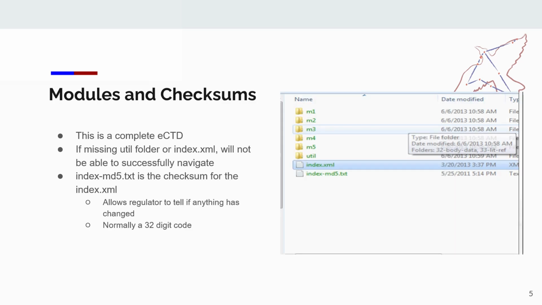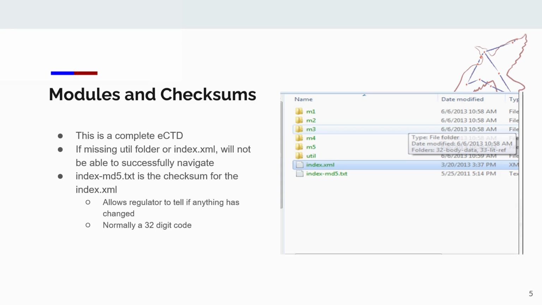This is a screenshot of the application that would normally be worked on if one of the folders in the previous slide were to be opened. As seen here, there are 5 folders labeled M1 through M5. Additionally, there is a util folder. This is where the technical files, such as style sheets, are placed. Next up is the index XML and index MD5 text. Everything here makes a complete eCTD.